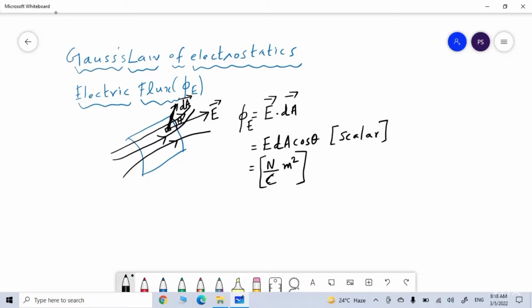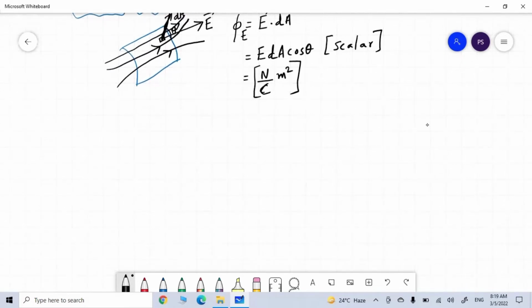Now if dA and E are parallel to each other, then you need not worry about the angle. The angle subtended is going to be 0, and it's simply going to be E dot dA. If dA and E are exactly perpendicular to each other, then once again we need not worry about the angle because cos 90 is always 0, so the electric flux is 0 there. With this understanding, let's get on with the concept and have a look at Gauss's law of electrostatics in detail.